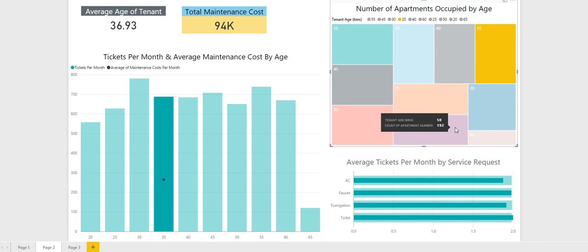Same with mid-30s. Now this is kind of interesting, why people in the mid-30s, and I don't have an explanation at this point, but it's something to look into deeper.